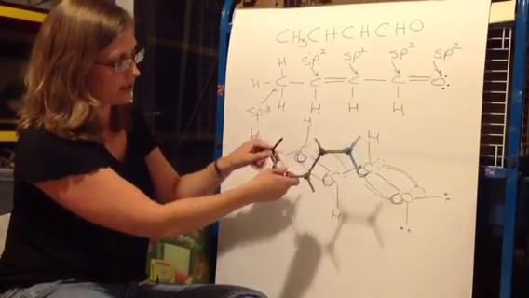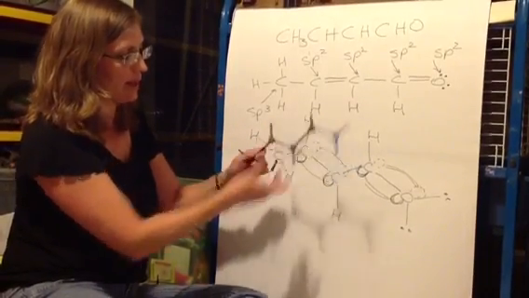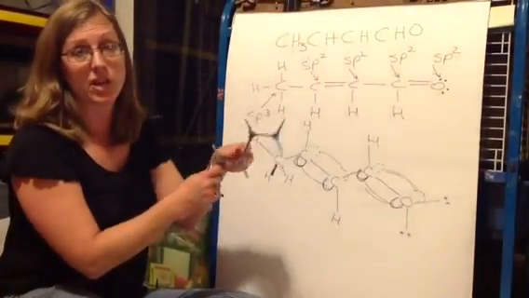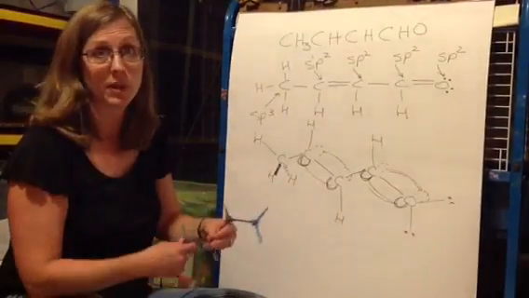This we call a cis conformation. This would be a trans conformation about that double bond. Those would both be okay because this condensed formula doesn't tell us what shape the molecule is. We have a couple different options there. So those would both be acceptable.